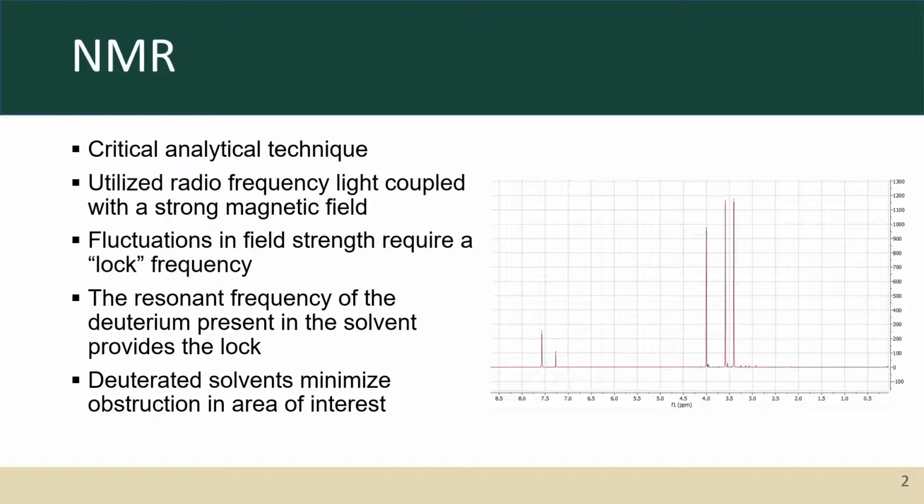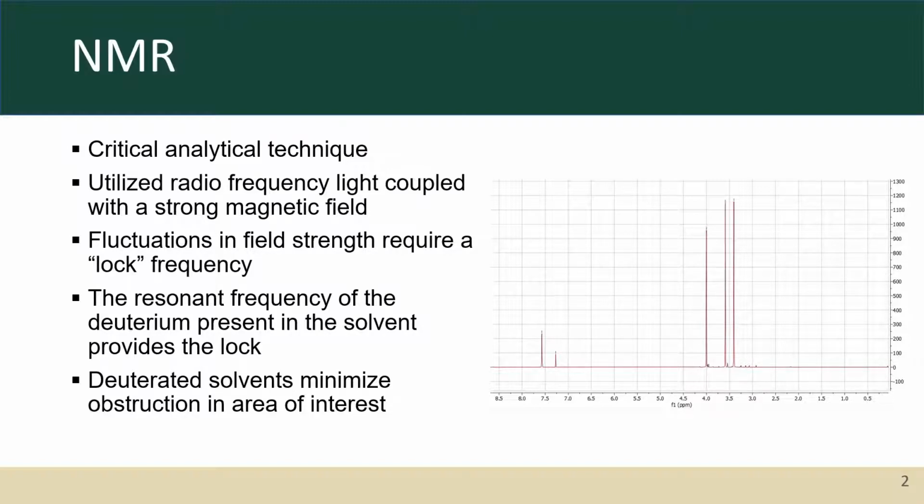Now, the field strength isn't going to be perfect, so we require a lock frequency in order to determine where the protons are actually showing up. And deuterium is present in the solvent, and that usually provides a lock for modern instrumentation. So deuterated solvents also have the benefit that they minimize the obstruction in the area of interest.